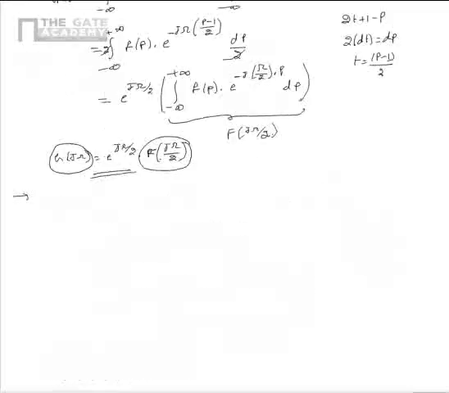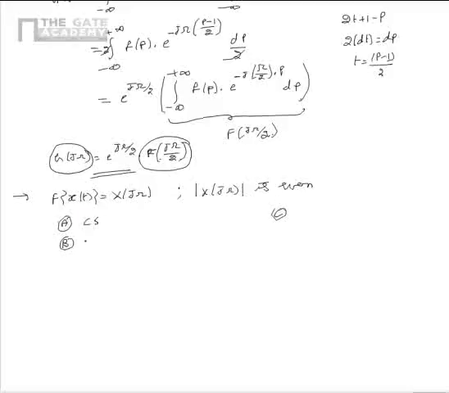Now let us consider another problem, as per which it is given that there is a signal x(t) which is continuous time and non-periodic. It is given that the Fourier transform of x(t) is equal to X(jω), and it is also given that the magnitude of X(jω) is even. Then we have to find the correct option out of the given options about the nature of x(t). That is, x(t) is conjugate symmetric, or x(t) is conjugate skew symmetric, or x(t) is purely imaginary.